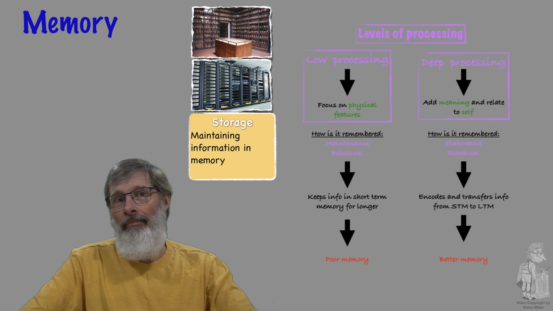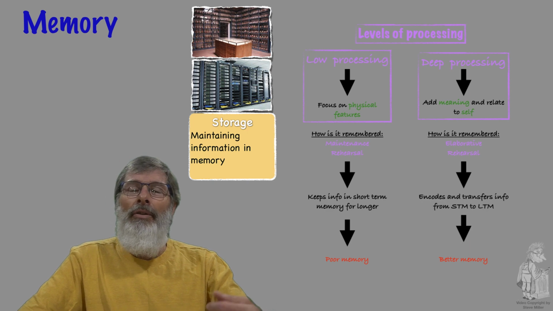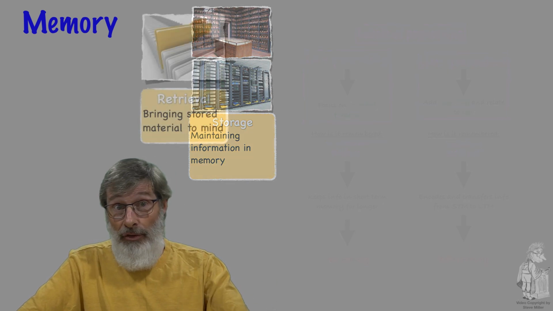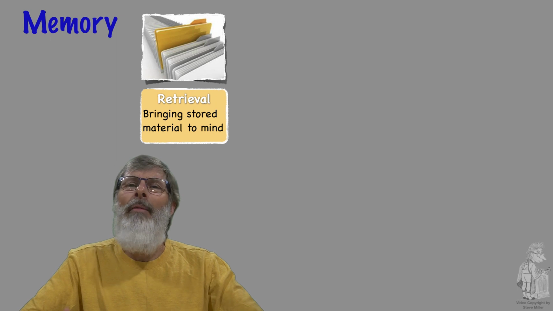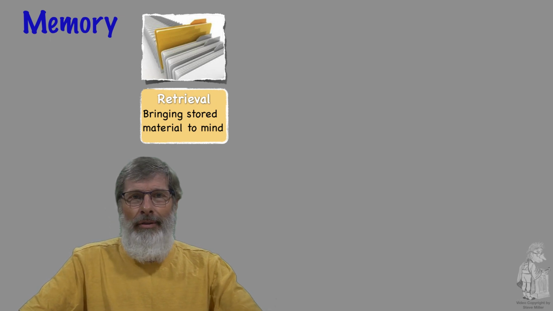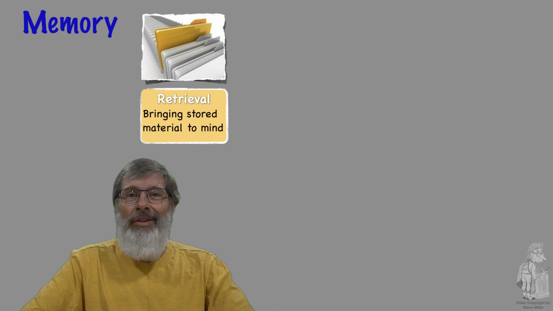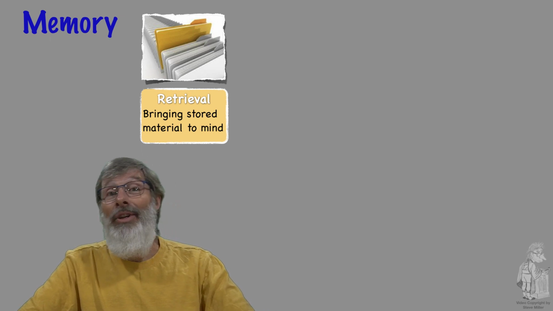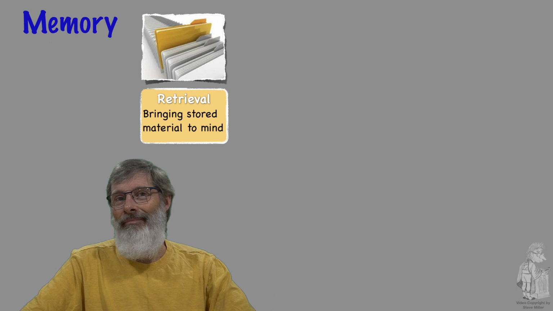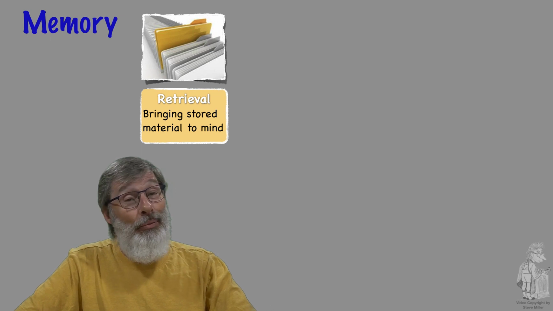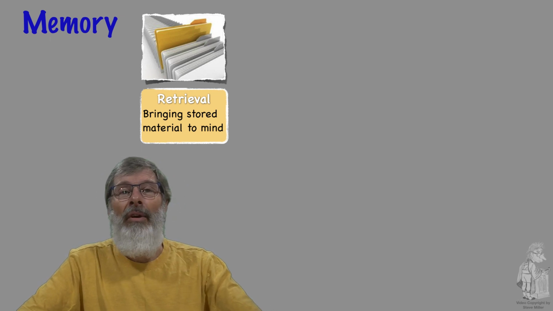Now, the second stage is known as retrieval. This is the memory's find function. Retrieval of stored information requires locating it and returning it to consciousness. And that doesn't always work, and therein lies where we have some of our difficulties.